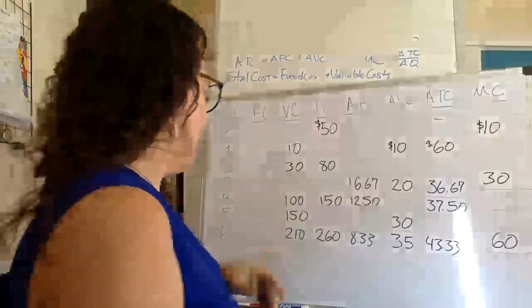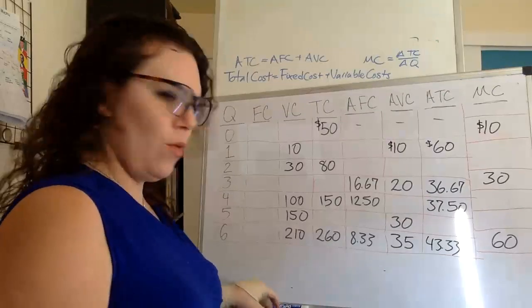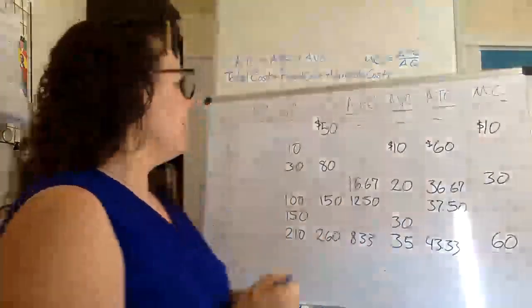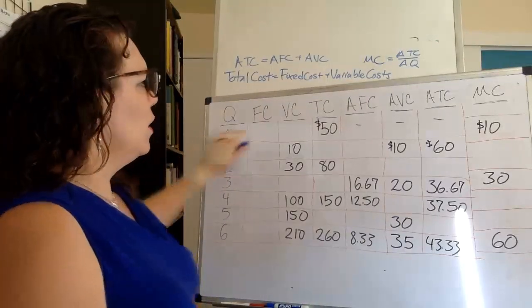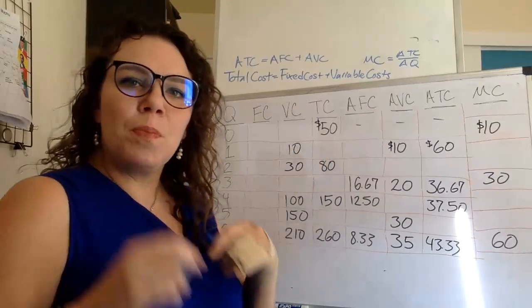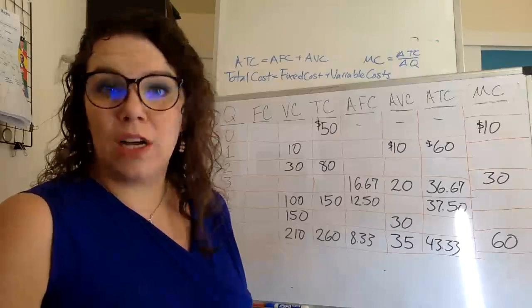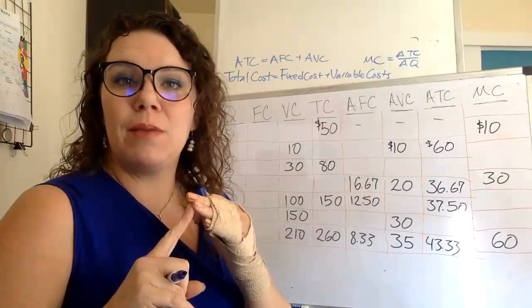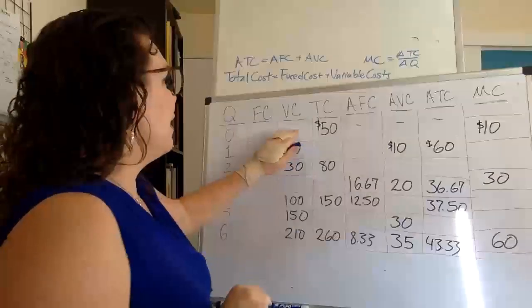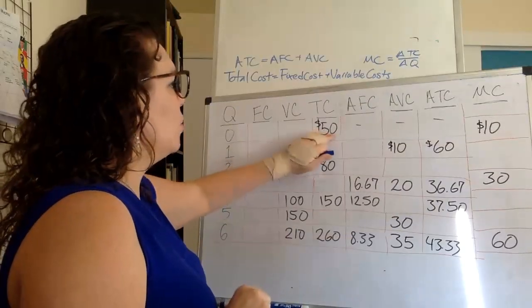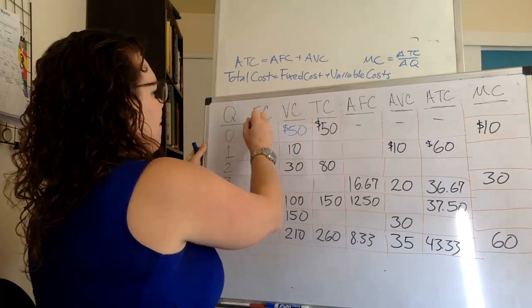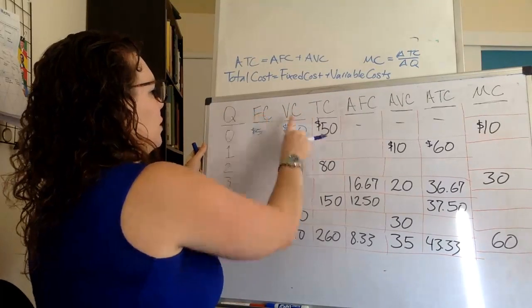So the first thing we talked about when we went through and looked at this was this idea that at a quantity of 0, total cost is 50, and at a quantity of 0, the variable cost will be 0 because we're not hiring any workers, we're not paying for any materials. And so if variable costs are 0 and total costs are 50, that tells us that our fixed costs are 50.